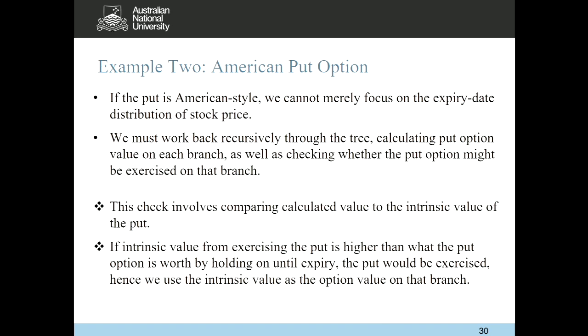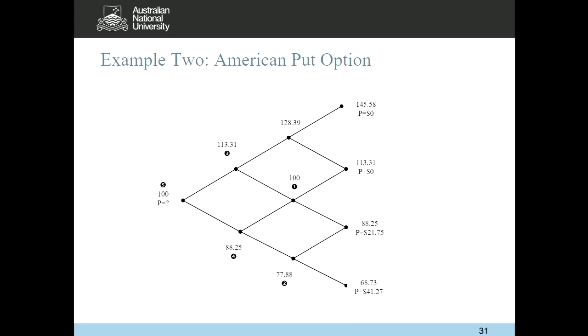Okay, so the second part says, assume this put option is American style, and how are we going to value that? Again, we're going to work from the right to the left at each branch. And first, we're going to work out the discounted value of the payoff. Then we're going to work out the intrinsic value. Then we're going to choose the higher value out of the 2. And we're going to write that at each node.